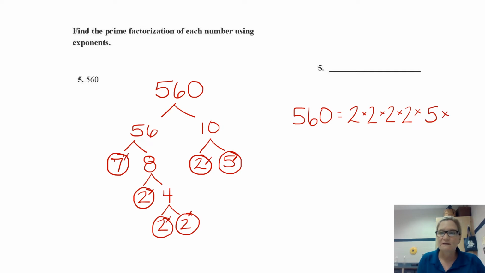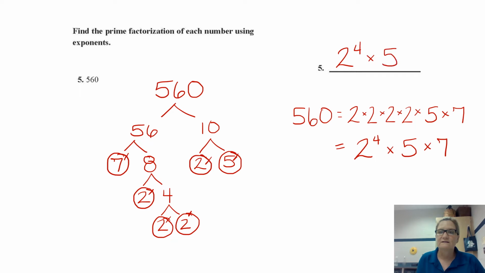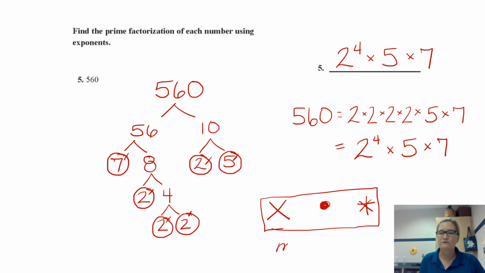Now, I do like to write my factors in order from least to greatest, and this would be 2 to the 4th power times 5 times 7. Okay, so that's 2 to the 4th power times 5 times 7. I am using the multiplication symbol, but just remember a multiplication symbol could be an X, it could also be a circle, and on a computer sometimes we have an asterisk. So you can use these symbols you will see as all multiplication.